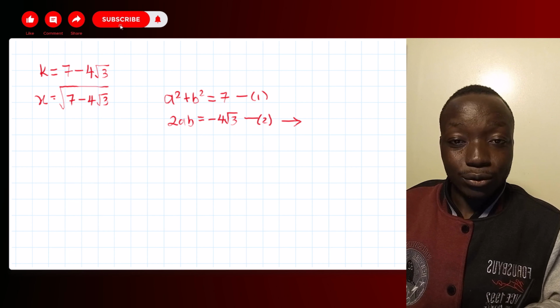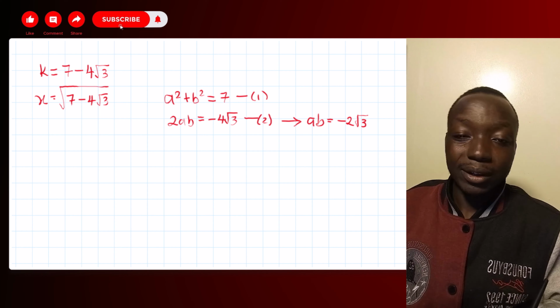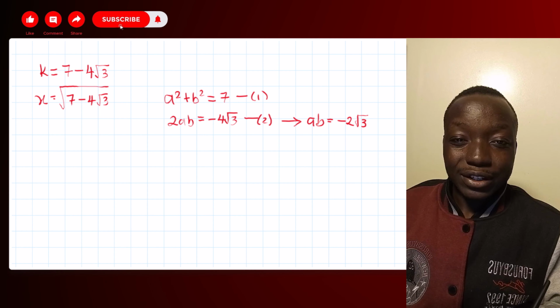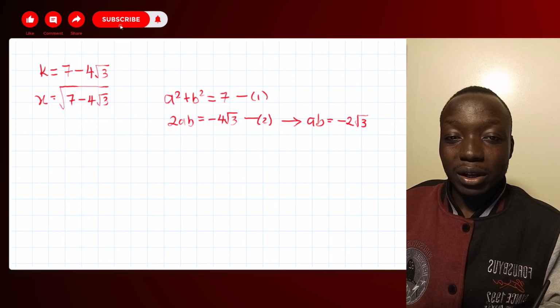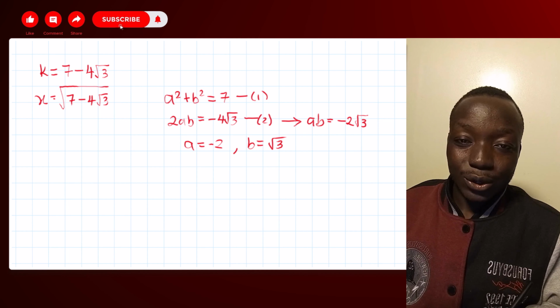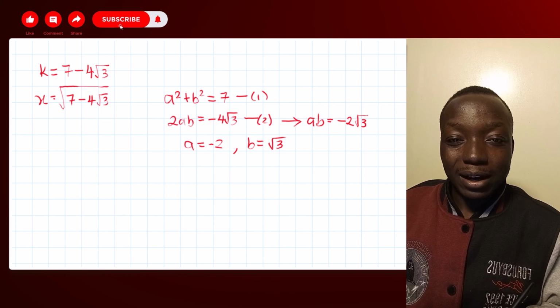Now reduce equation 2 further to have that AB is equal to minus 2 square root 3. Okay? And here it is very clear and obvious that the two solutions are going to be minus 2 and square root 3. So let's say A is equal to minus 2 and B is equal to square root 3. If we substitute that into equation 1, you will see that it actually checks out. So how do we write our solution?